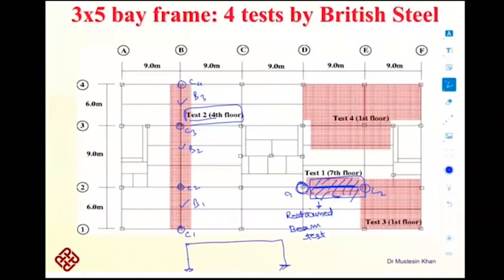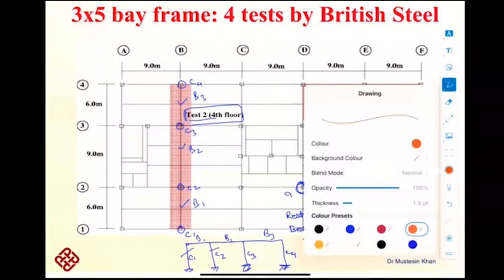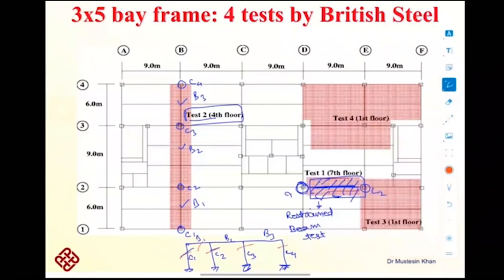And this is a plan of the building, and if you see the elevation of this test 2, it would look like something like this. This is C1, C2, C3, C4, B1, B2, B3. So this is how they applied the fire to all these columns and all these beams. Everything was exposed to fire.